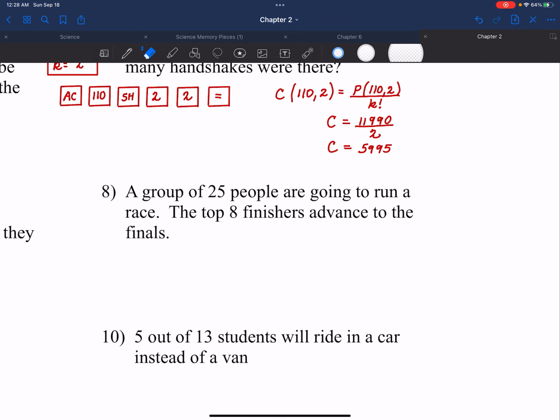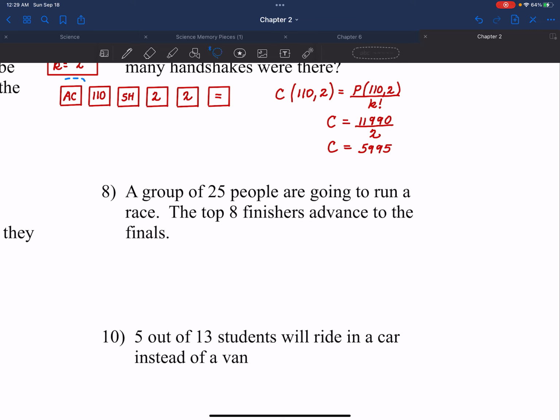There are 8 spots for the finals. It doesn't matter if you're the first one in the finishers. If you finish first, you don't have any advantage over the person who finishes 8th. All of you go to the finals. So this one is a combination.